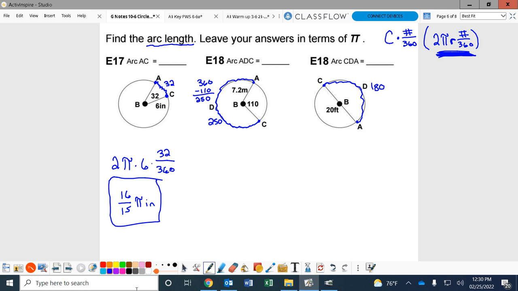Say it one more time. Yep. Just stays a fraction, because we're not rounding. Since it's in terms of pi, we're just going to leave it like that. And the next one should really surprise me.